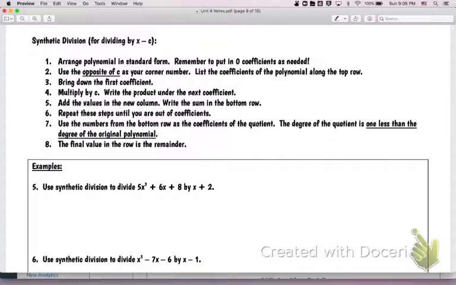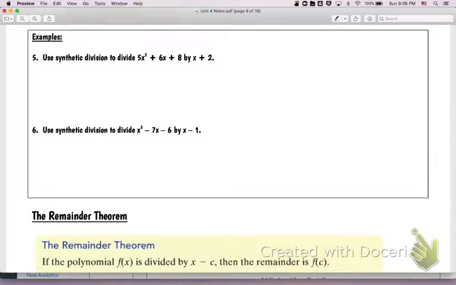To set it up, we're going to use the opposite of c as your corner number. So remember, the factor is always going to be of the form x minus c, so we need the opposite. So if I see x plus 5, my corner number is going to be negative 5. It's kind of like the h in the vertex and things like that. You always have to flip the sign. Okay, so here is how we set this up. You can go back and read through those steps after we've done a couple.